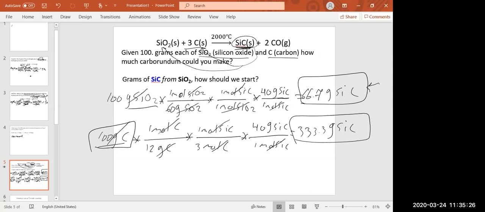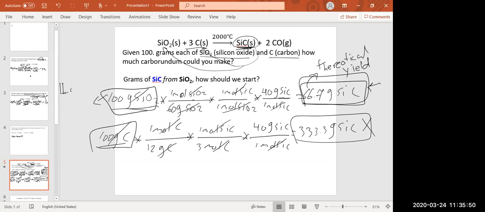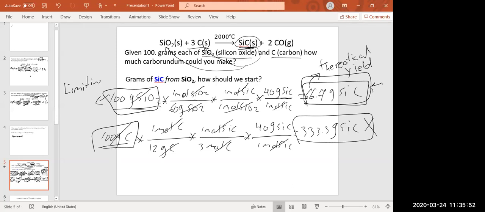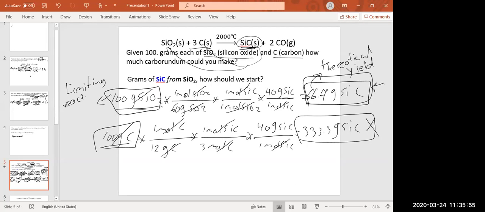It is this one. Now, this represents our theoretical yield. Theoretical yield, not this one, guys, not this one. Because this theoretical yield, which is the lowest yield that could form, is coming from the limiting reactant, SiO2. So here, SiO2 is the limiting reactant. And that limiting reactant gives us the theoretical yield. Don't forget that.